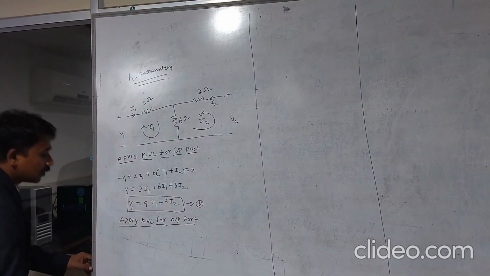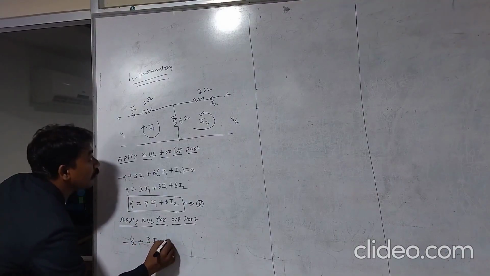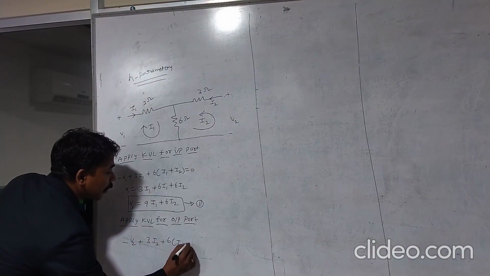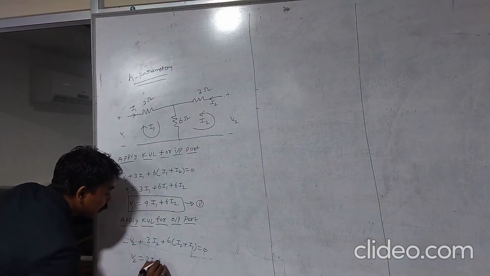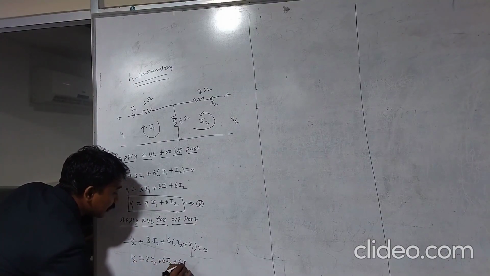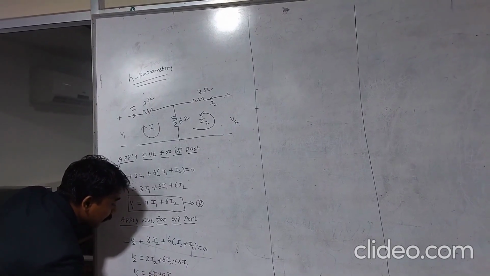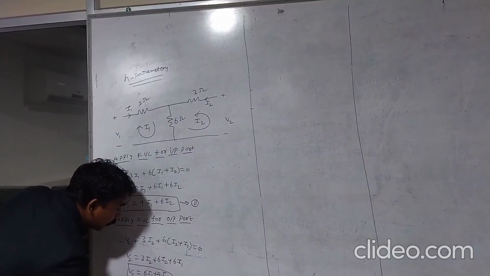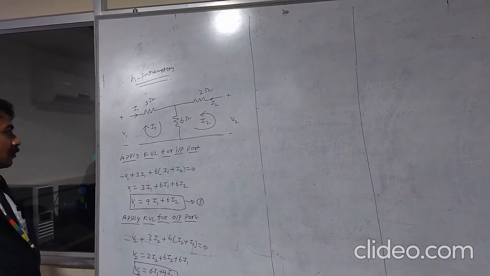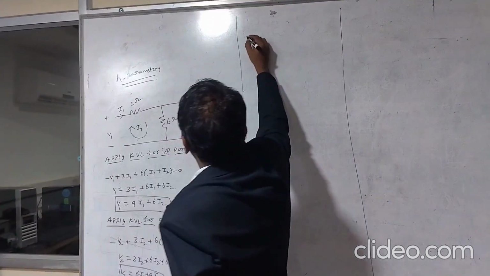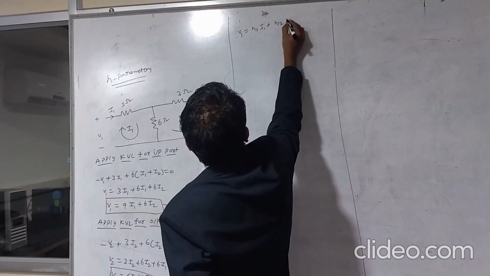Okay. So for the output port: minus V2 plus 3 into I2 plus 6 into (I2 plus I1) equal to 0, where V2 equal to 3I2 plus 6I2 plus 6I1, so V2 equal to 6I1 plus 9I2. So these are the corresponding KVL equations of port number 1 and port number 2, right? So the generalized hybrid parameters: V1 equal to H11 I1 plus H12 V2.